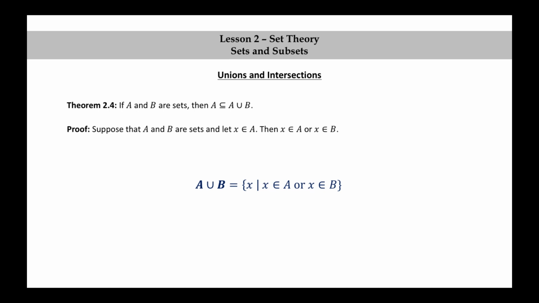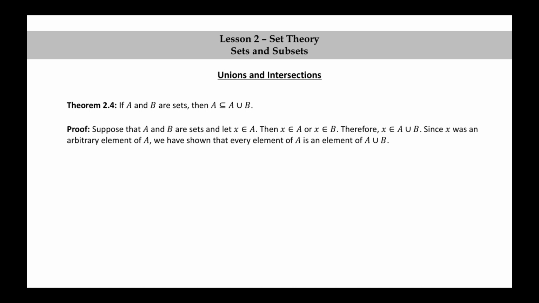So why did we want to do that? Because the definition of the union of A and B is the set of X such that X is in A or X is in B. So the element X now satisfies exactly what we need for it to be in the union. So therefore, X is in the union of A and B. Since X was an arbitrary element of A, we have shown that every element of A is an element of the union of A and B. That is, we have shown for all X, X in A implies X in the union of A and B is true. Therefore, A is a subset of the union of A and B.